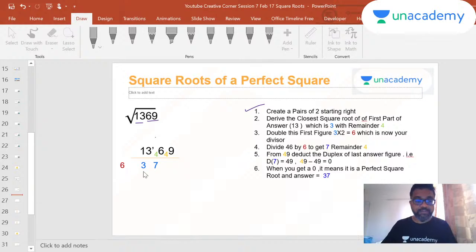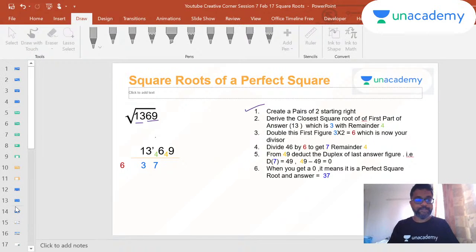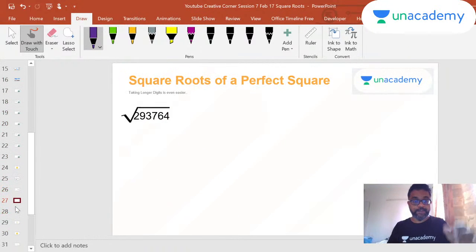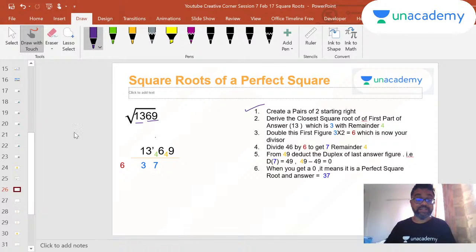So I bring that 3 down, I double this 3, and I make it a 6, right? Okay, my pen is back again here. So 3 3s are 9, right? We created the 2 pairs. We derived the closest square of the first part of the answer, to derive the first part of the answer, which is a 3. So the remainder is 4, right? 3 3s are 9. 13 minus 9 is a 4.